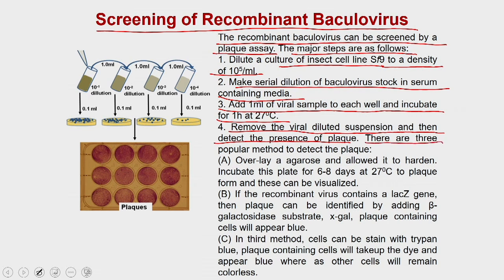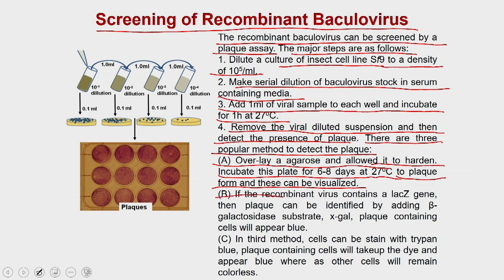There are three popular methods to detect the plaques. What are these methods? Number 1, you overlay the agarose and allow it to harden. Incubate this plate for 6 to 8 days at 27 degrees Celsius for plaques to form, and these can be visualized.